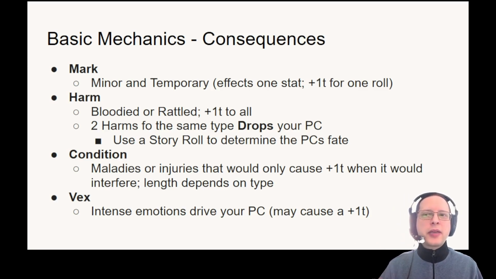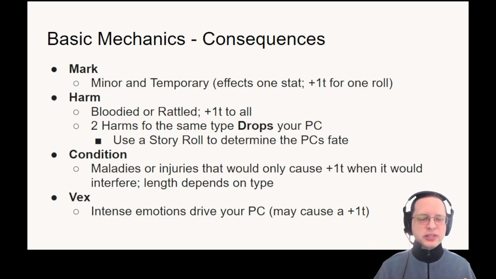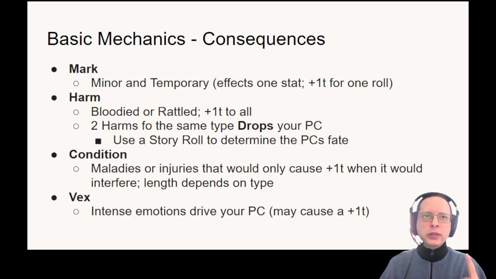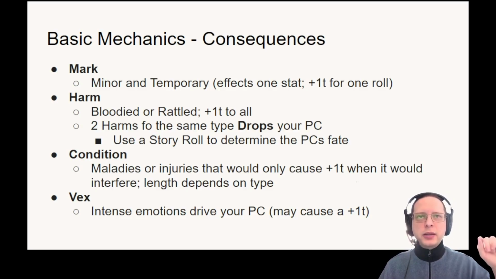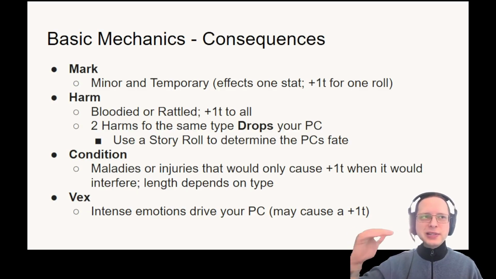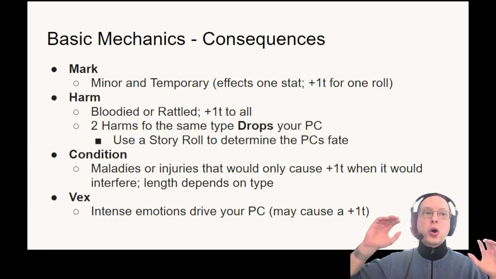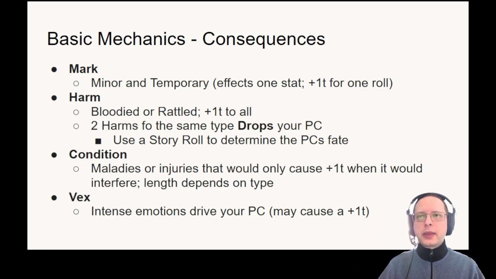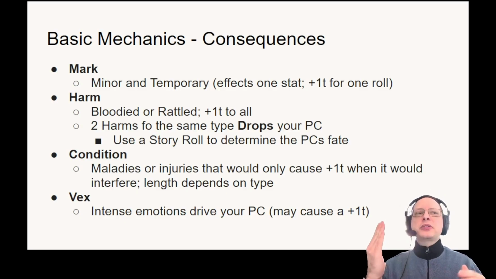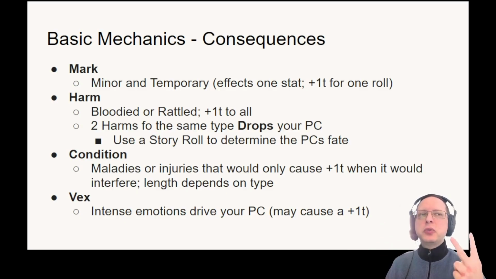Looking at harms, basically whenever your character does end up suffering a significant consequence, your character becomes either bloodied or rattled. Bloodied, of course, meaning you have suffered some form of physical injury. Rattled, meaning that something has really shaken your confidence or your mental abilities in some capacity. Unlike the mark, which only attributed a +1 thorn to rolls using that stat, harm gives you a +1 thorn to all rolls that your character needs to do. And it doesn't go away until the harm goes away. You can get bloodied, you can get rattled, right?